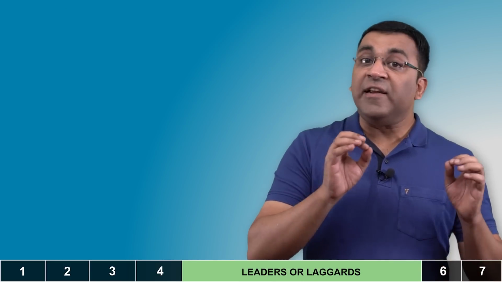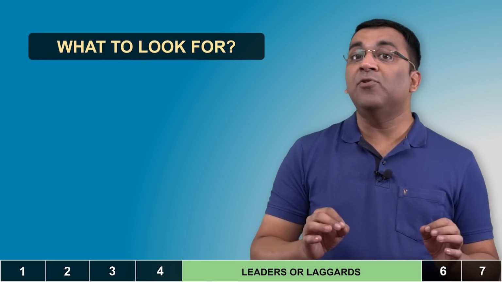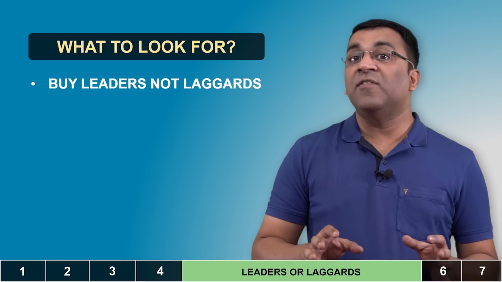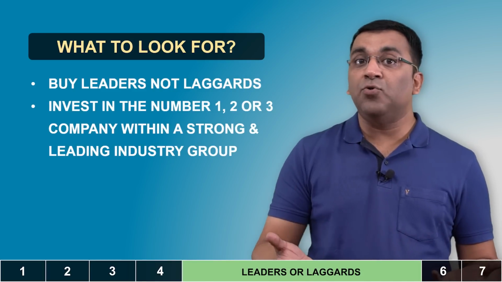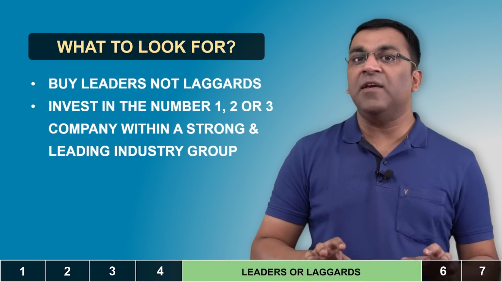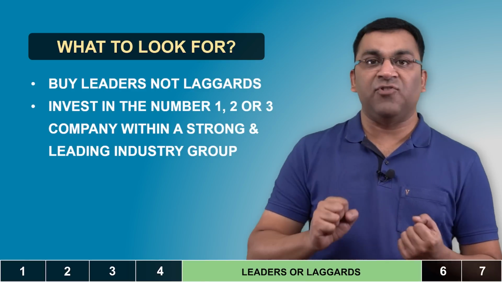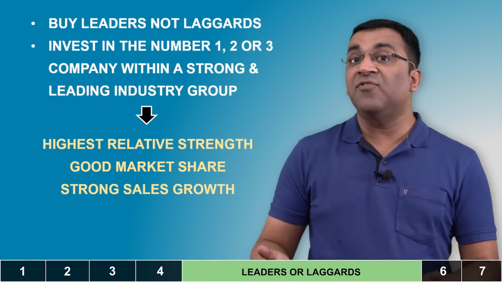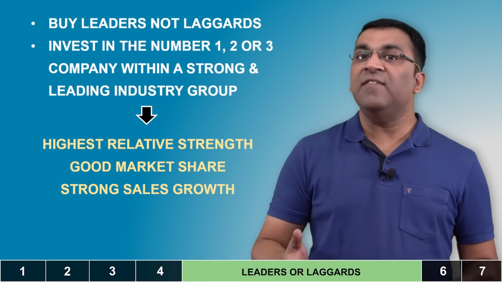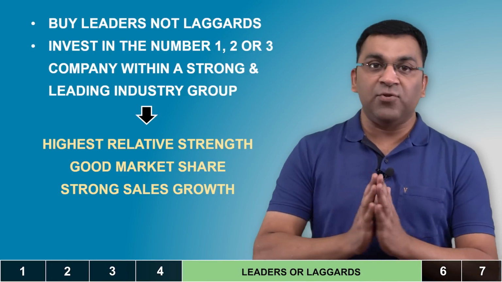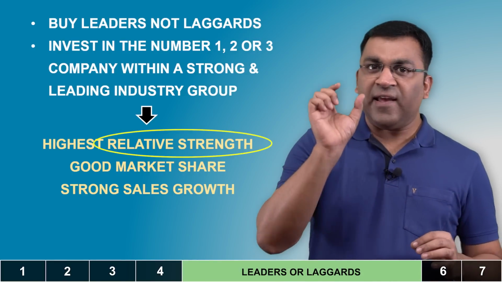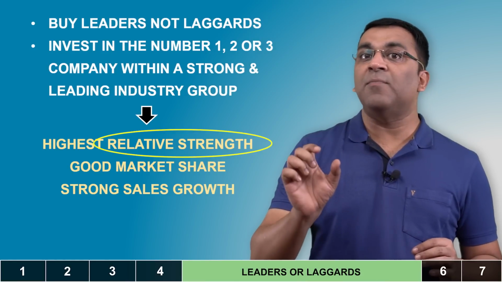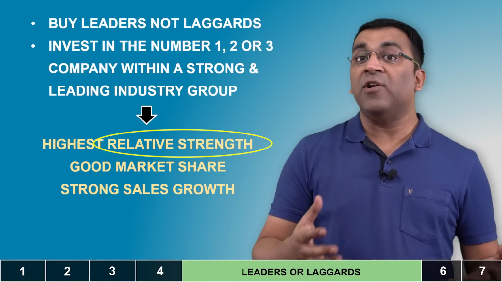L stands for leaders or laggards, and the simple rule is to buy leaders and not laggards. From a task perspective, always look to invest in the number 1, number 2, or at max the number 3 company from a strong and leading industry group. Understandably, these would be stocks which have the highest relative strength, good market share, increasing earnings per share, strong sales growth, etc. So relative strength is a new word here, and this term refers to a stock's price performance compared to the broader market or its industry peers.